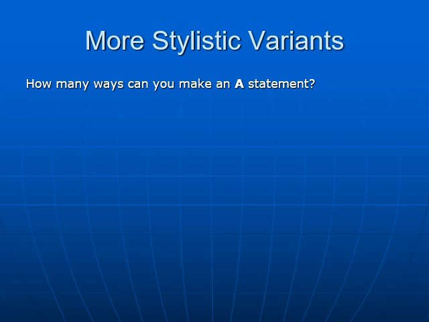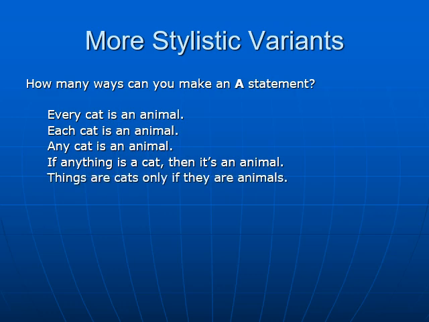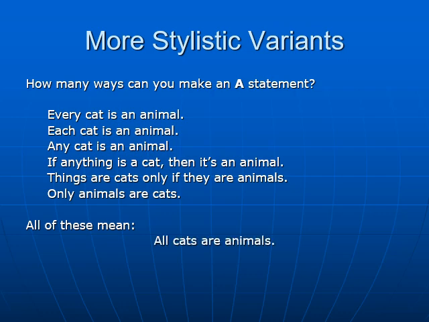Here are some. Every cat is an animal. Each cat is an animal. Any cat is an animal. If anything is a cat, then it's an animal. Things are cats only if they are animals. Only animals are cats. All of these mean one basic thing. They mean the same as all cats are animals. And there are probably other ways that this list here does not include.